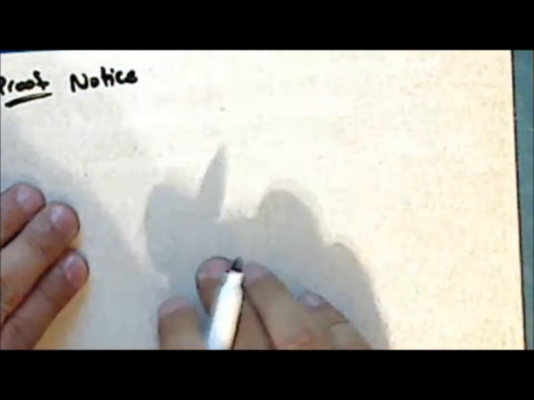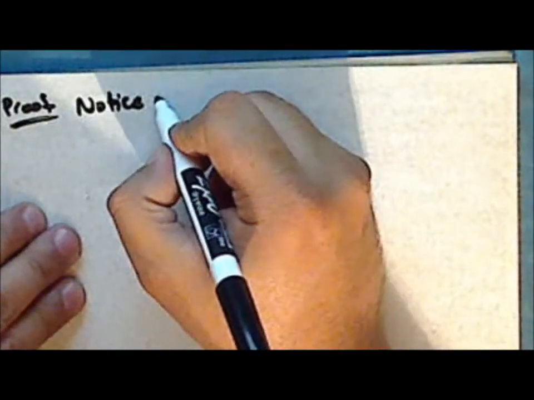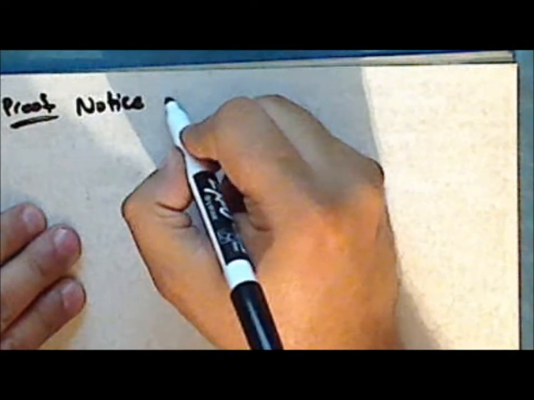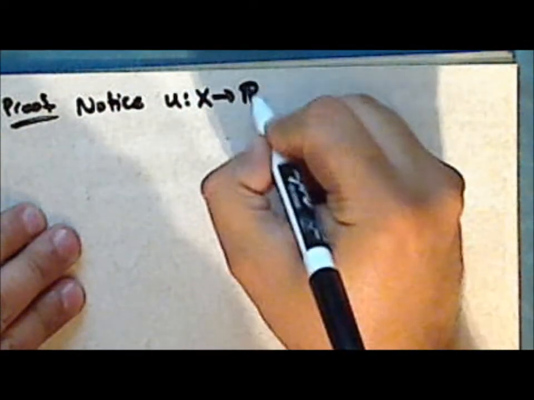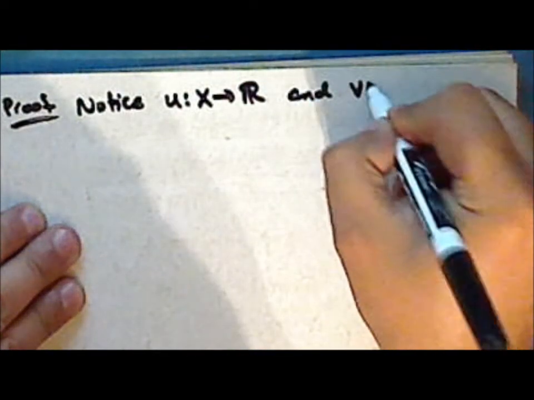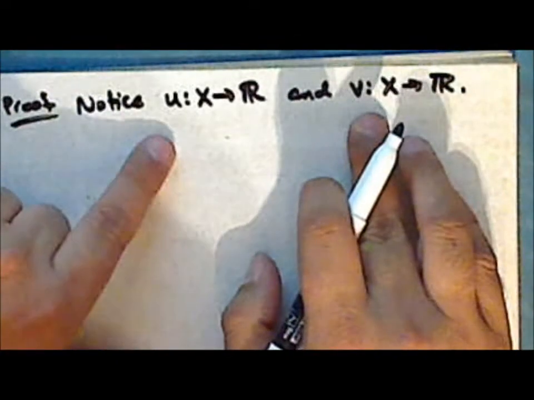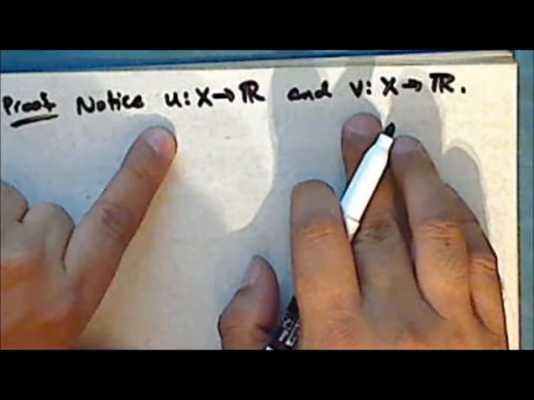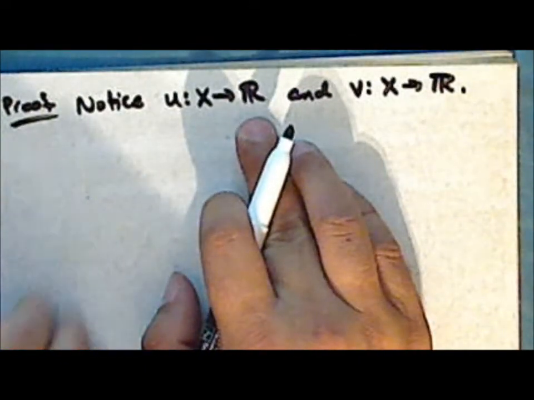Okay, so now the proof. First, notice that U and V are both real measurable functions on the measurable space X. So U is a measurable function from the measurable space X into the real line, as is V. So as U and V are measurable functions, the inverse image under either of these maps of any open set in the real line is a measurable set.